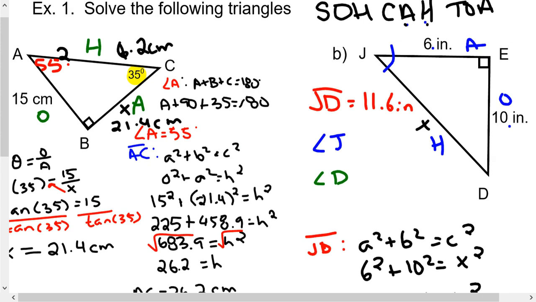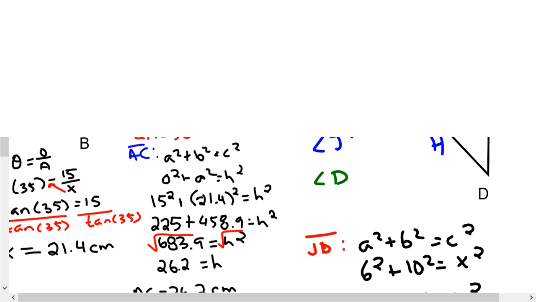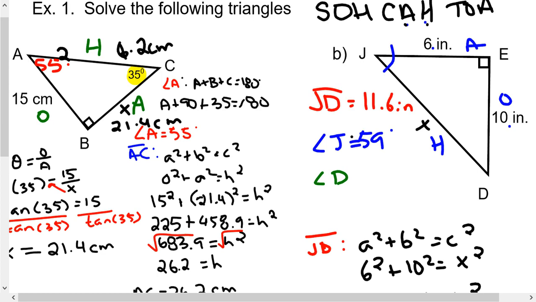Last one, so angle J, 59 degrees. Let's do that in blue. Let's keep our color code consistent, very important. 59 degrees. And the last one, angle D.